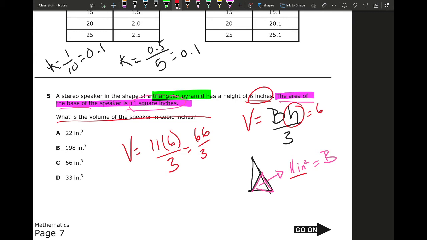Before you divide, it is 66, right? There are answers that are greater than 66, so it's not going to be B. Now, if you pick 66 because you did not divide, you're going to get it wrong. If you divide by 2 instead of dividing by 3, you're going to pick D, which is not the answer. Because 66 divided by 3 gives you 22 inches cubed, which is A.